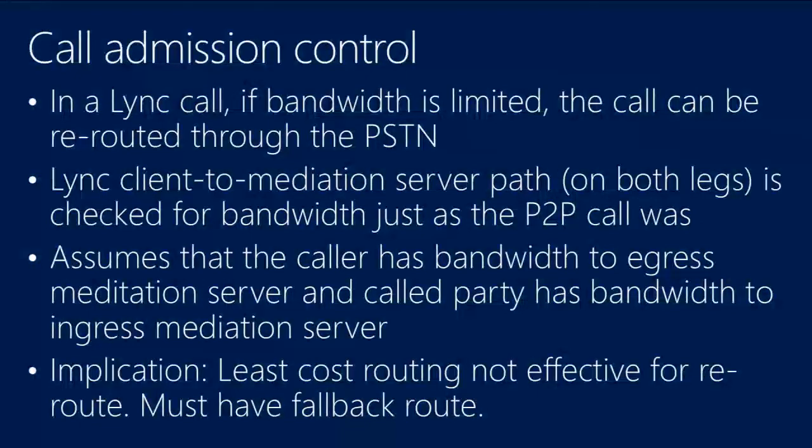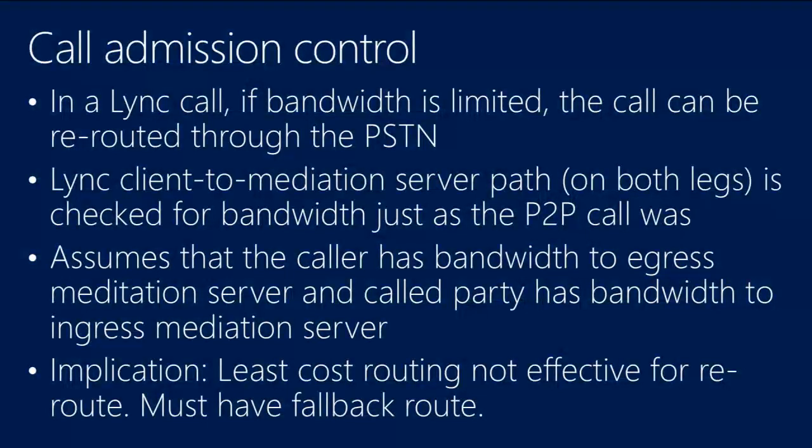So one of the abilities of CAC is to be able to reroute a failed call or a bandwidth restricted call across the PSTN. Right, so we're going to take a look at what that looks like and how that actually happens. Along with that, there are some assumptions being made: that the client actually has bandwidth to these alternate mediation servers, and that there's an ingress and egress path available to these mediation servers.